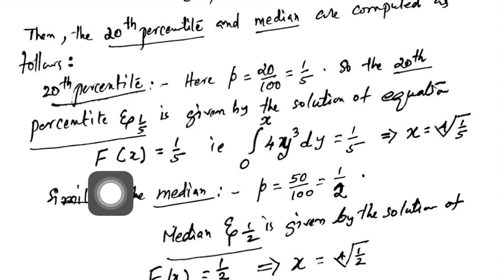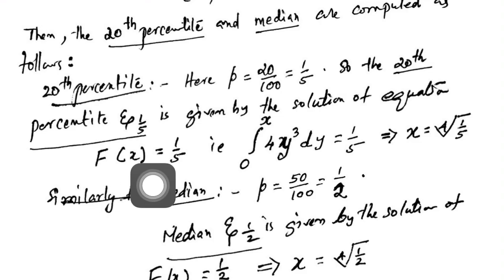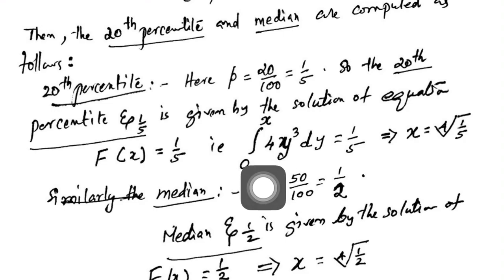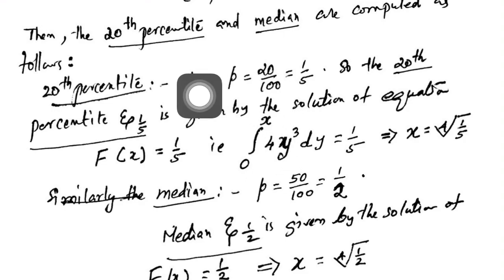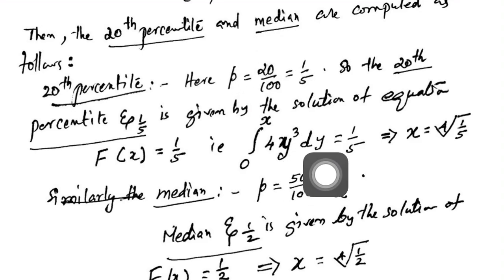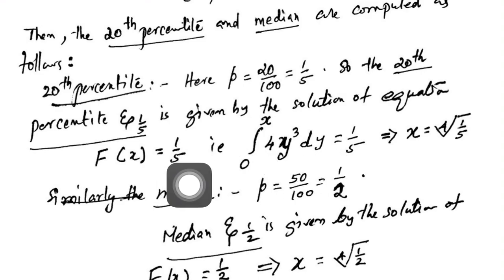F of x is nothing but the probability that X is less than or equal to small x. So integration 0 to x of the PDF. What is the PDF? 4x square is the PDF. But when integrating here, we can use another dummy variable. So 0 to x of 4y² dy, and that is to be equated to 1/5.